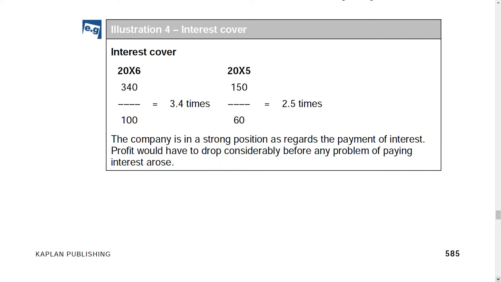So profit would have to drop considerably before any problem of paying interest arose. That means before you have the issue of paying interest, your profit should reduce drastically. Otherwise, we're in good terms. Because if you see your debt, see the denominator. In 2005, it was 60, now it's 100, the interest. So your interest increased, but your profit increased, right? Profit also increased from 150 to 340, which is good. But if it reduced drastically, you will be having a hard time to pay the interest.